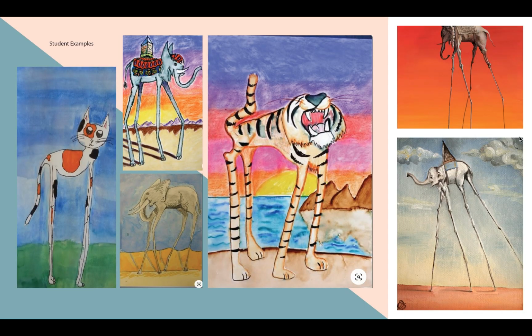So here are a few student examples. The idea here is to take an ordinary animal figure and elongate the legs of that animal. This art is created and inspired by Salvador Dali here in the corner, which we looked at in our reading. So we have this ordinary elephant with elongated legs. That's the idea of what we want to focus on for this project, to elongate the legs.